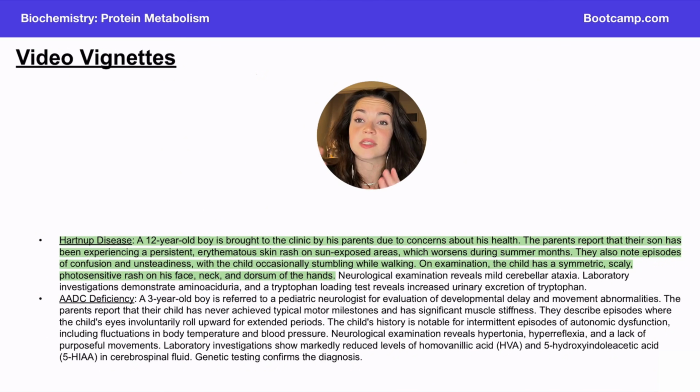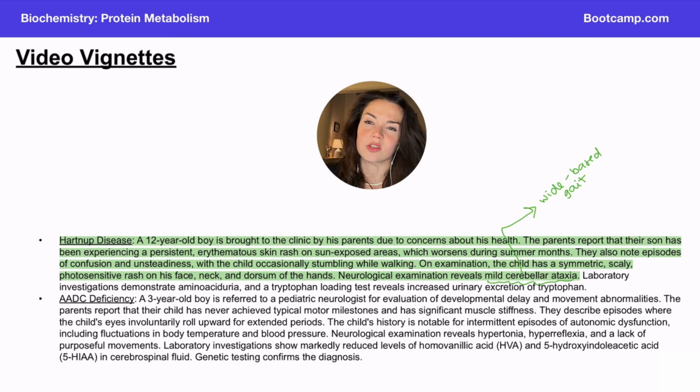Sometimes that's actually accompanied by a photo like the one I showed you of the rash. Neuroexam reveals mild cerebellar ataxia. With that, they might not tell you that outright. They might say something like a wide-based gait. They'll probably make you work for it a little more as opposed to giving you the buzzword.